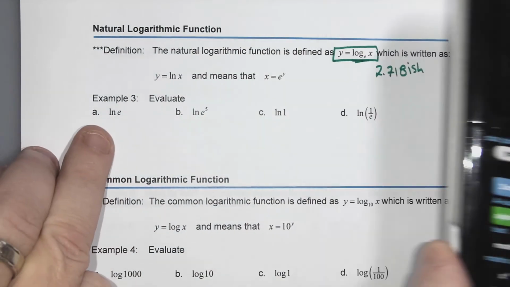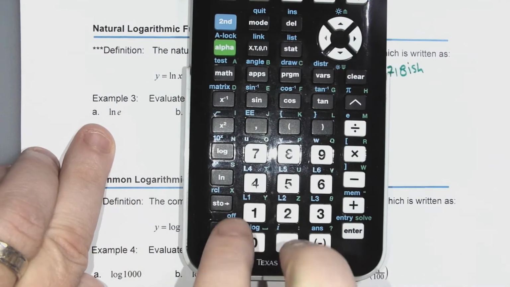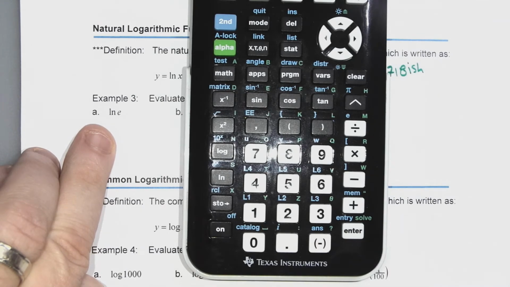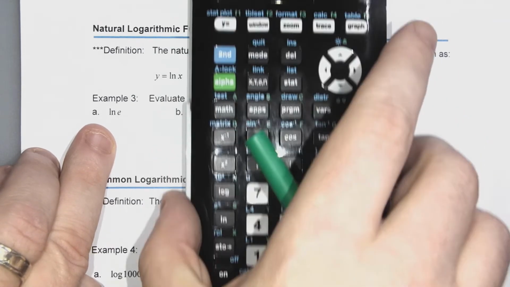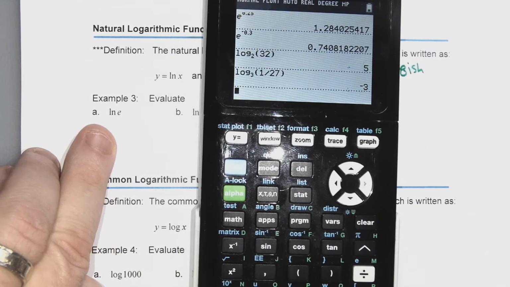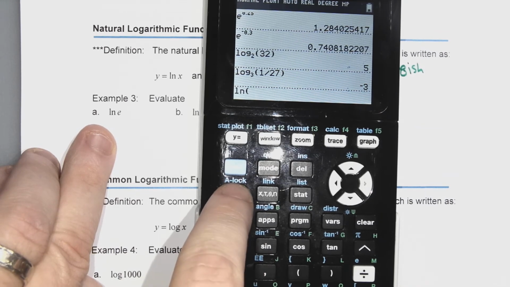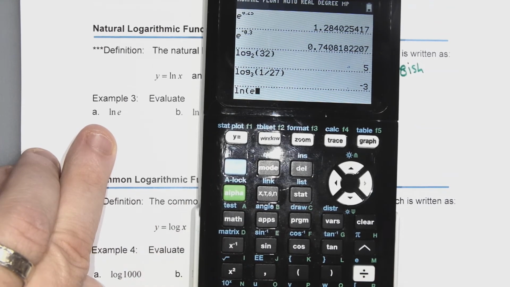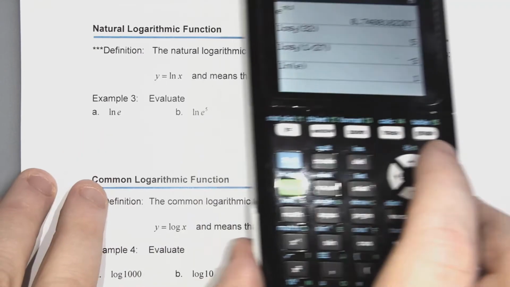So if you want to do the ln of e, the log base e of e, what number do I have to raise e to in order to get e? It should be clearly 1, but let's calculate it. ln of e, remember the e is located here above the division, that gives you 1.